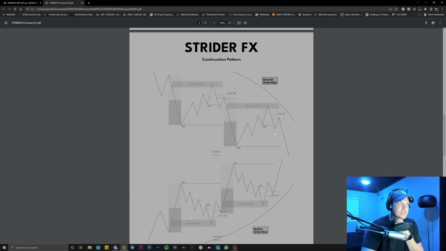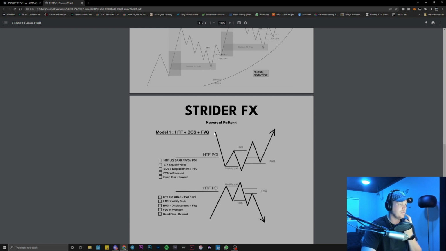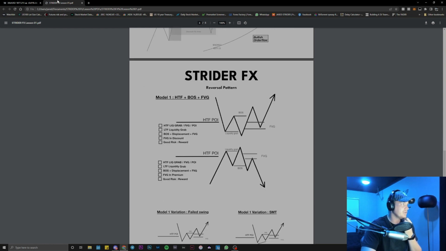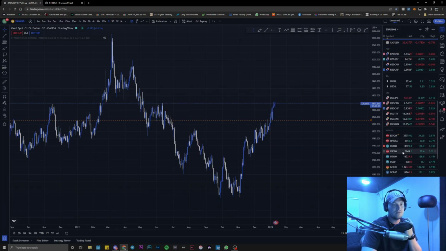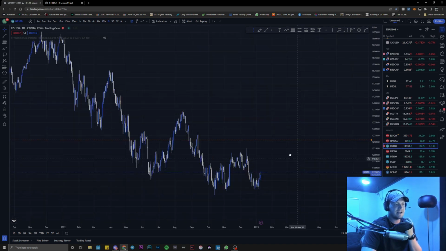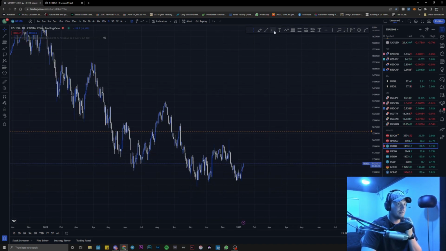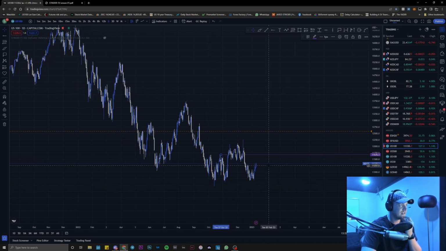So this is the continuation pattern. Within that continuation pattern is the reversal pattern. But also we are seeing now NASDAQ, etc., moving into the reversal pattern. You can see a break of structure here. This low was not taken out.